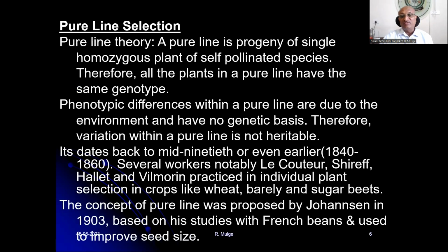The concept of pure line was proposed by Johannsen in 1903 based on his studies with French bean, and it was used to improve the seed size of the French bean.